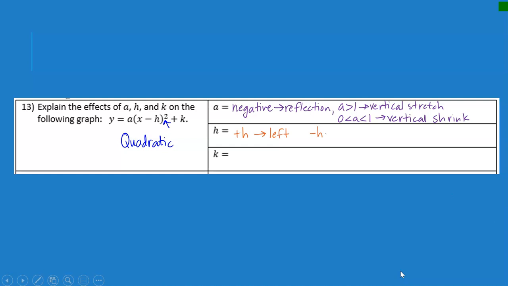And then if you had minus H, and H, by the way, would be a number. So like if you had a plus 5, it would mean your graph is moving left 5. And if you had a minus 5, it would mean that your graph is moving to the right 5.